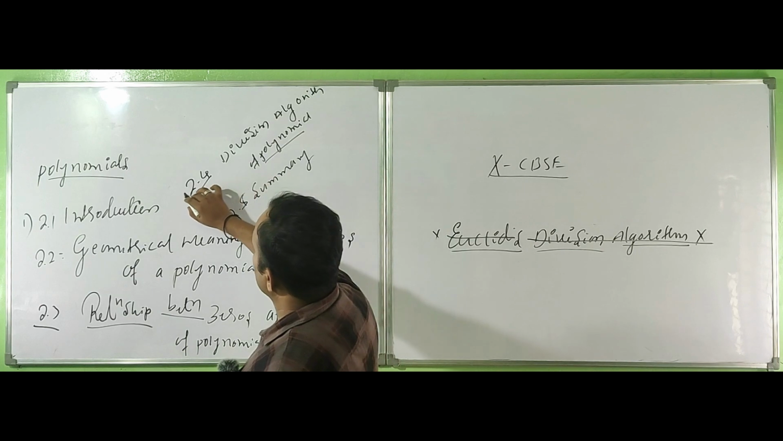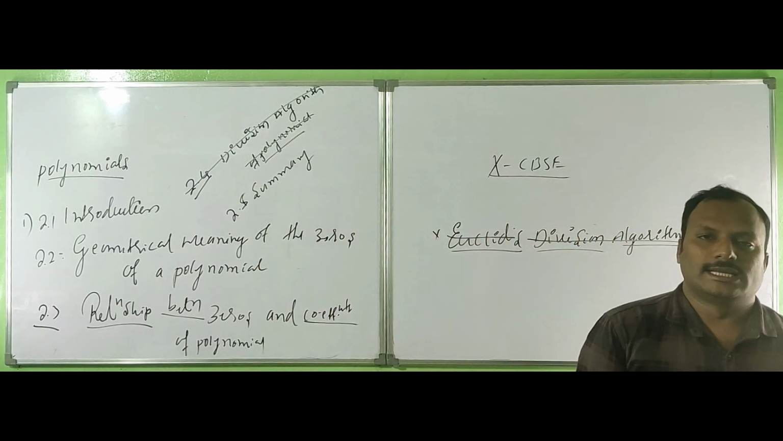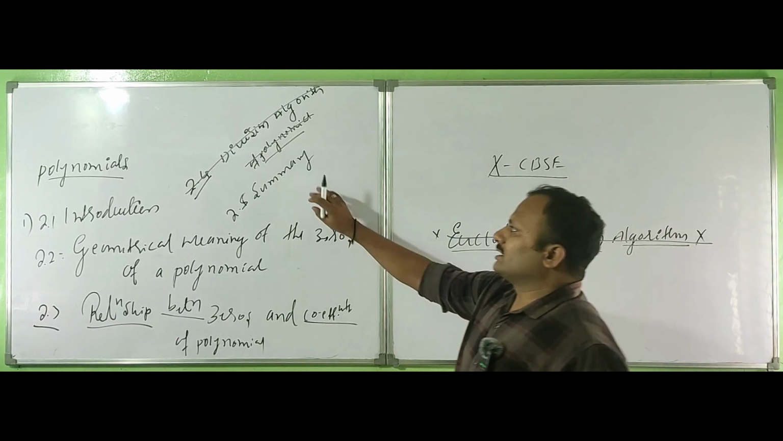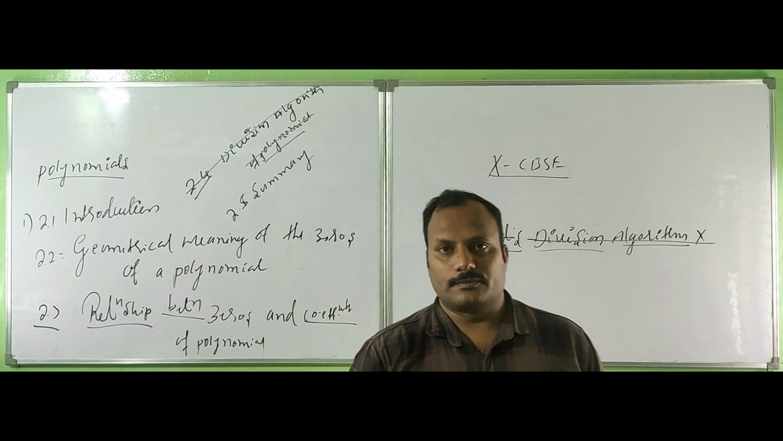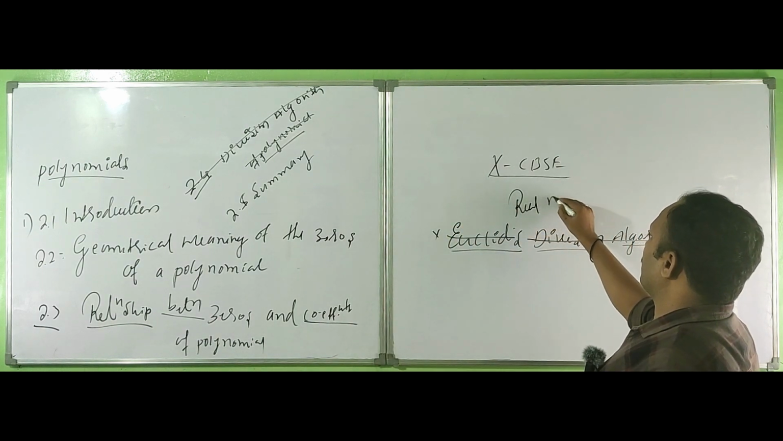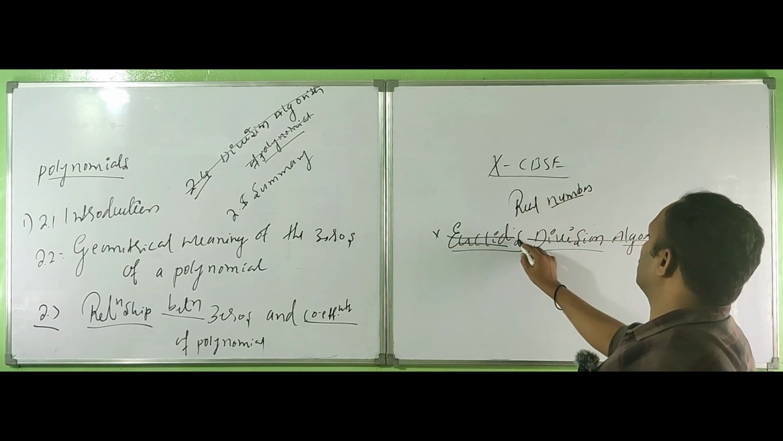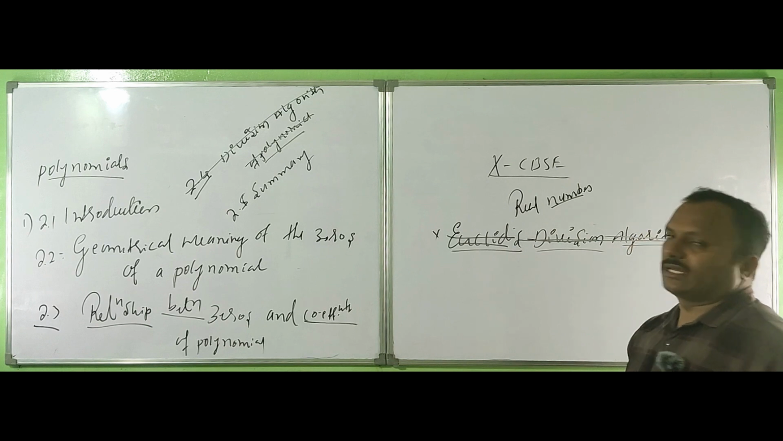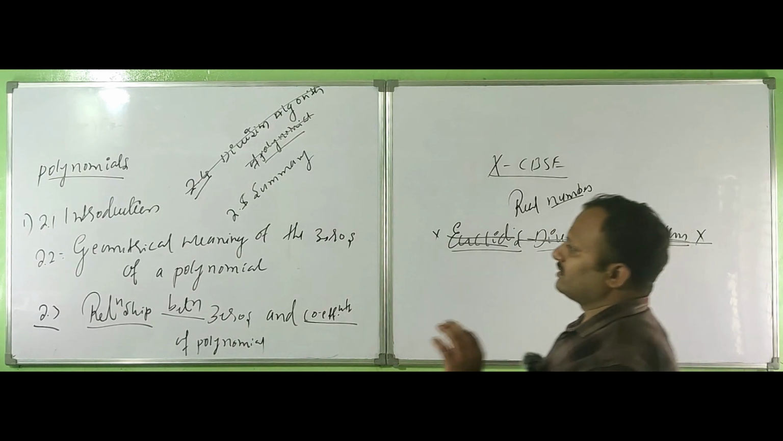For this chapter, this portion is completely deleted. It means this portion cannot be evaluated for the board exam. Similarly, for real numbers, the portion that includes the division algorithm cannot be evaluated by CBSE.